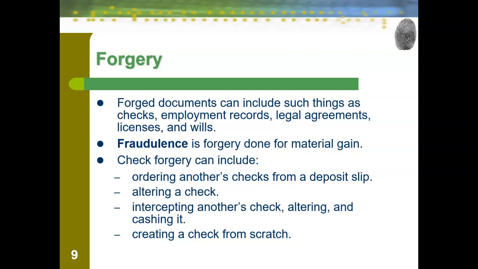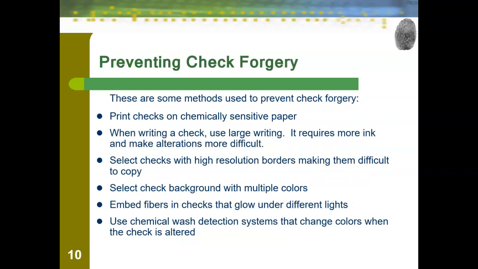Check forgery is one of the most common types of forgery, however. I know you're thinking you might not write checks very often, but businesses use a lot of checks. So check forgery can include ordering another person's checks from a deposit slip, altering a check, so a check says $10 and you make it look like it says $100, intercepting another's check, altering and cashing it. This is why they do warn, particularly around the holidays, to make sure you're checking your mail often so that your checks don't get stolen, or creating a check from scratch.